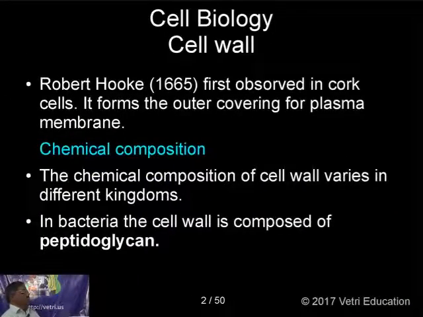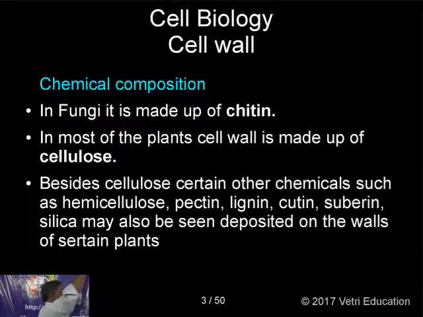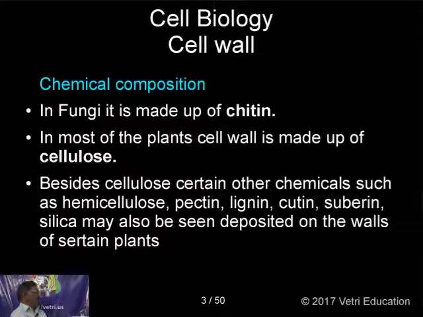Cell wall: Robert Hooke in 1665 first observed the cork cells, and the cell wall is the outer cover of the plasma membrane. It is a protective cover of the plasma membrane. Regarding the chemical composition, the cell wall varies in different kingdoms. In bacteria, the cell wall is composed of peptidoglycan. In fungi, it is chitin. In most plants, the cell wall is made up of cellulose. Besides cellulose, other chemicals such as hemicellulose, pectin, lignin, cutin, suberin and silica may also be seen deposited on the walls of certain plants.